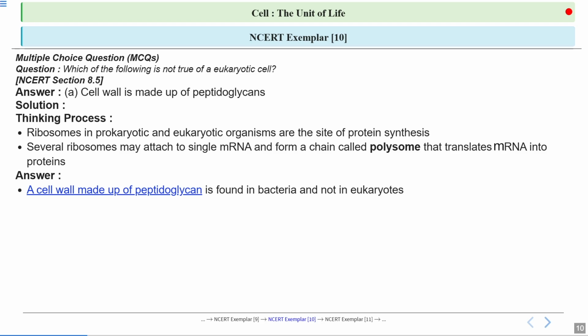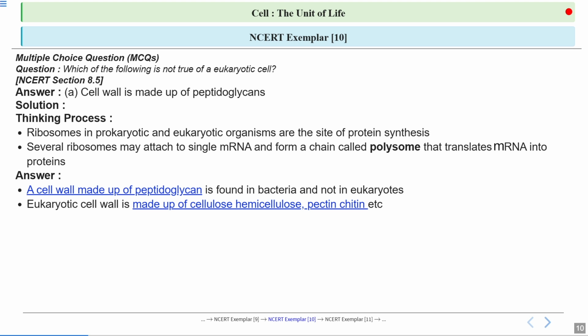The cell wall made up of peptidoglycan is found in bacteria and not in eukaryotes. They are not found in eukaryotes. Instead, they are found in bacteria. And you can say in the broad term that they are found in the prokaryotes. Yes, prokaryotes.